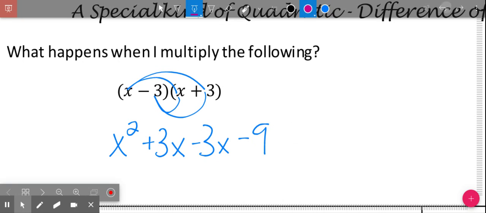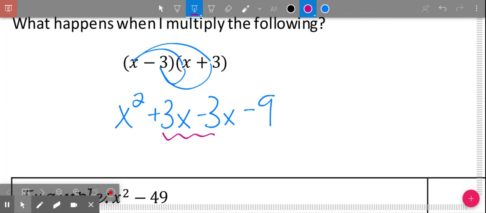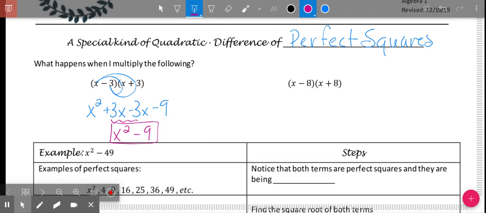From here, we're going to combine our like terms. We'll have x squared. 3 minus 3 just gives me 0, minus 9. I want you to go ahead and do the same thing with x minus 8 times x plus 8. And then I want you to describe what happened to the problem whenever you multiplied. What happened to this one and what happened to this one.